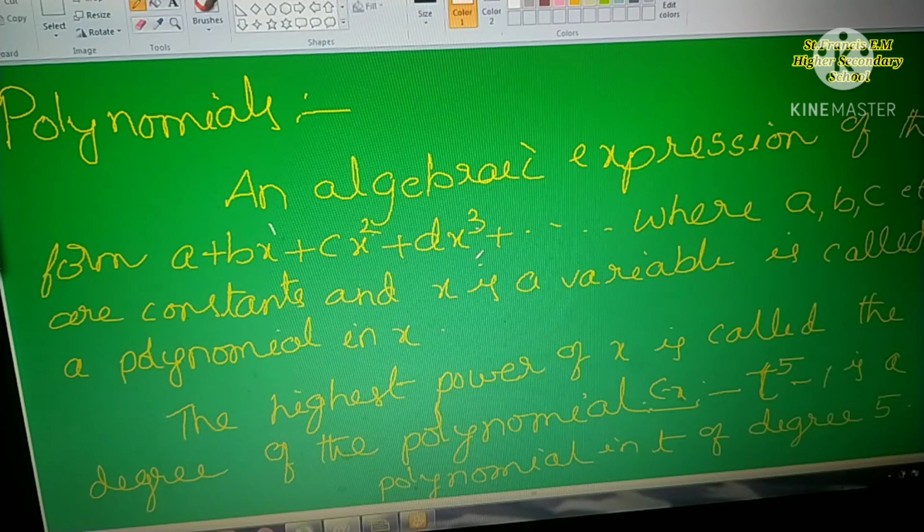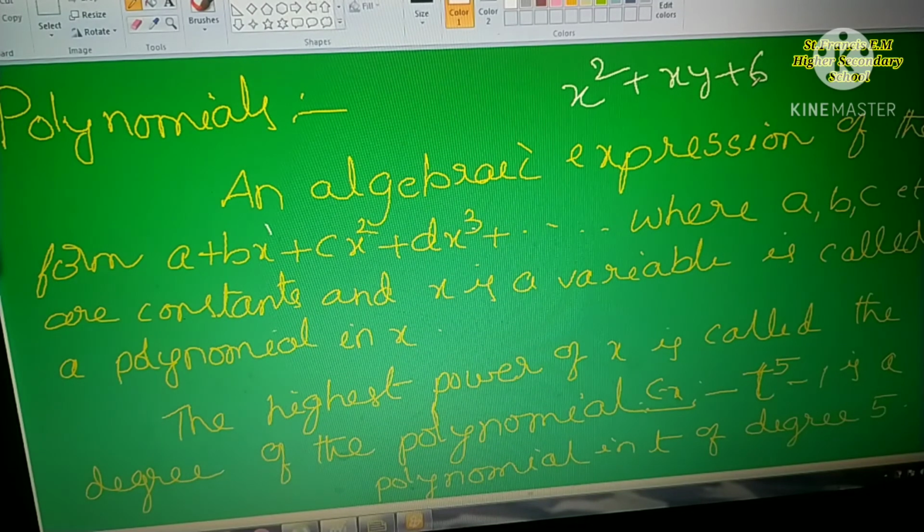The variable here is x. In the previous problems, you also get y terms, right? Observe this algebraic expression, x square plus xy plus 6. The y term is also there, that means the variable y is also there. This type of algebraic expression will be called a polynomial in two variables. Where we have only one variable, that is x, it is a polynomial in one variable. And this is a polynomial in two variables. Understood?